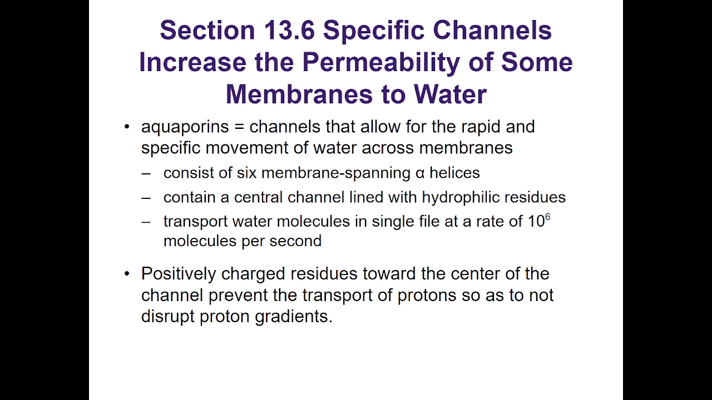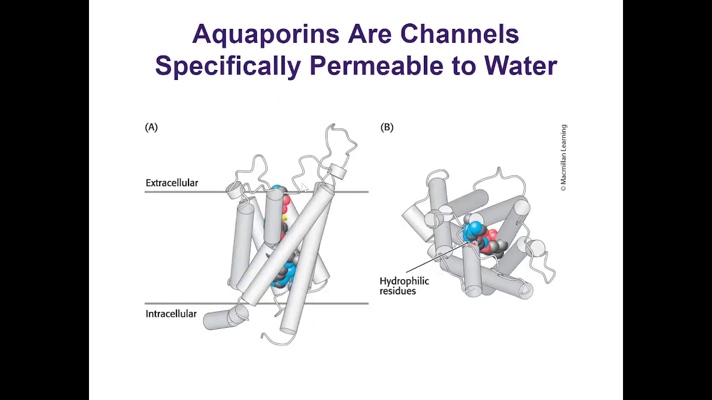Positively charged residues towards the center of the channel prevent the transport of protons so as not to disrupt the proton gradients. What would happen if you didn't have any positive charges in there? Are the protons bigger or smaller than the waters? Technically, the protons are actually moving around in water as H3O+, right? Is hydrogen very big? No. So if you didn't have that, those protons are coming with the water, aren't they? Okay, so aquaporins are channels that are specifically permeable to water.